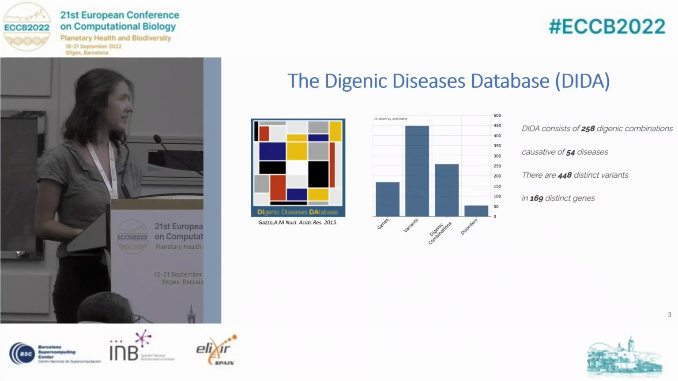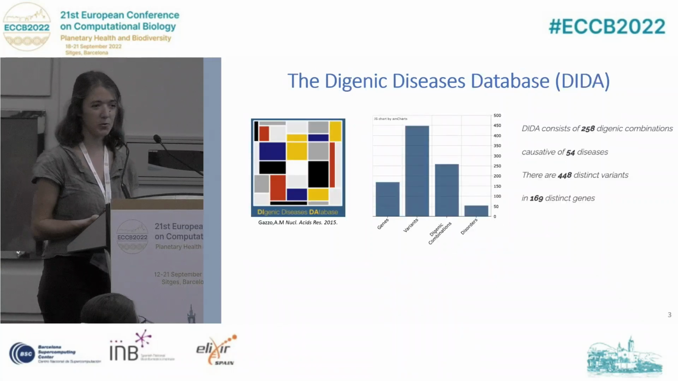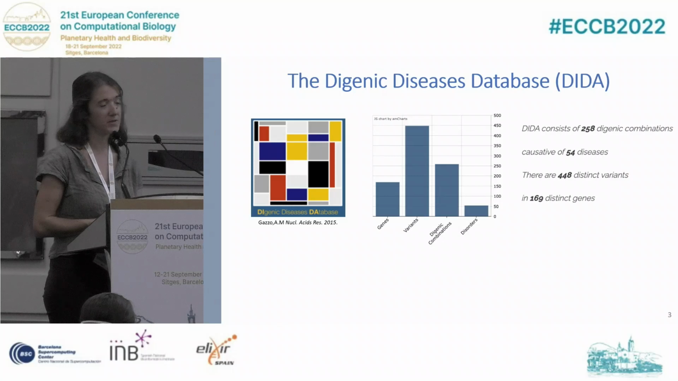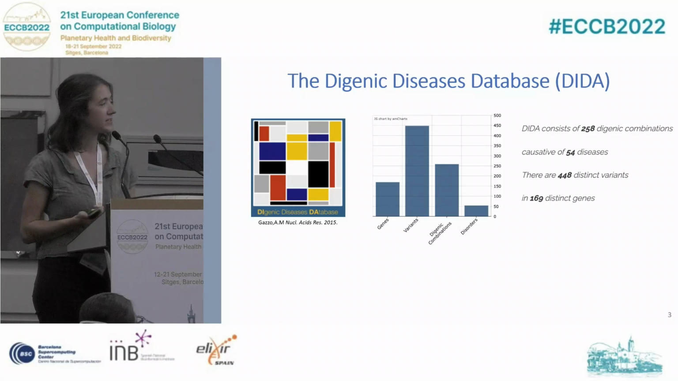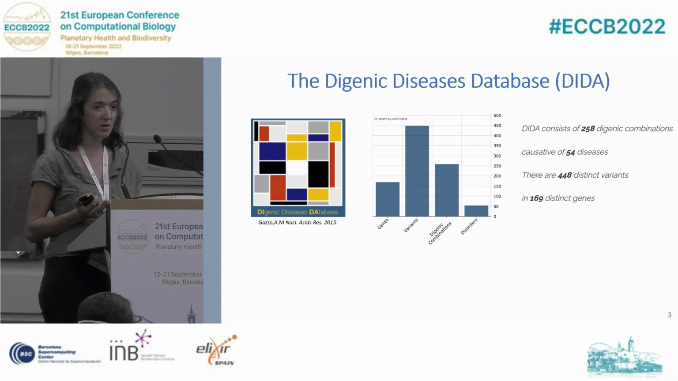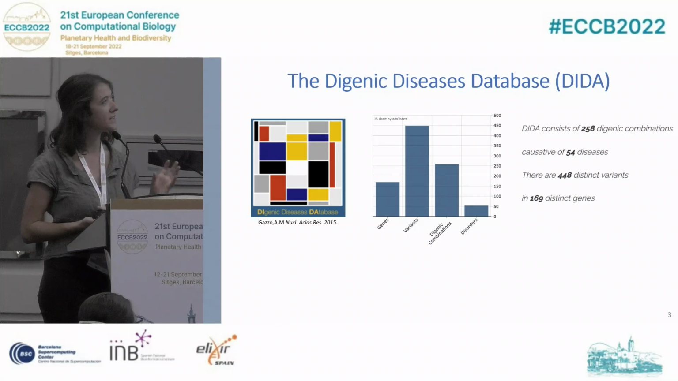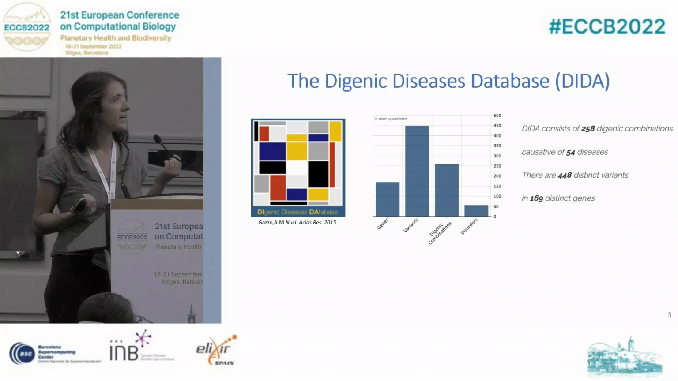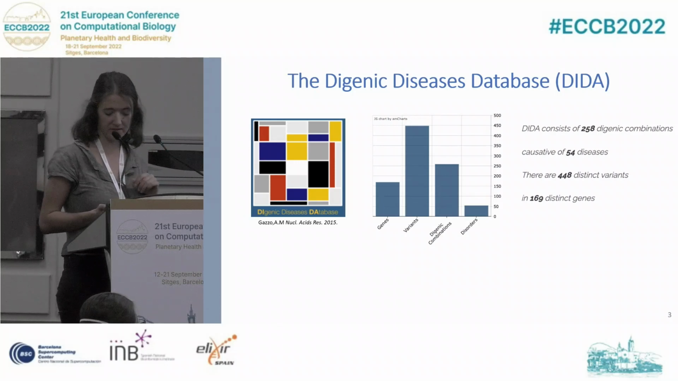So one important step into better understanding oligogenic diseases was the creation of the Digenic Disease Database, DIDA, by people from my group in 2015. This database collected information on variant combinations in gene pairs that were shown to be responsible for genetic diseases, and so collected information on 258 combinations responsible for 54 diseases.